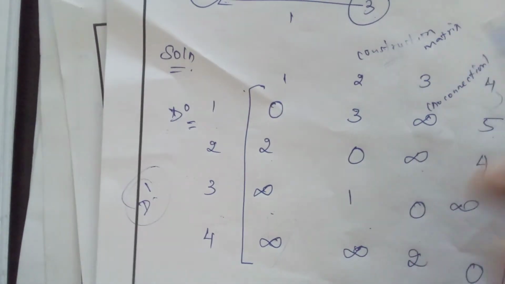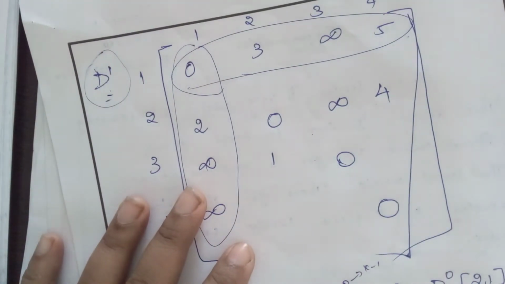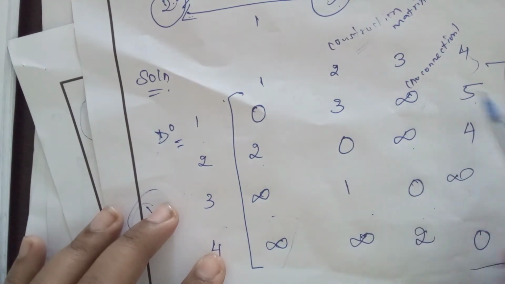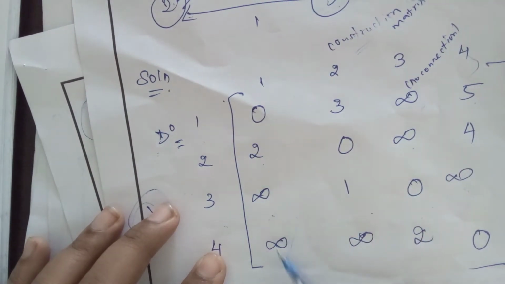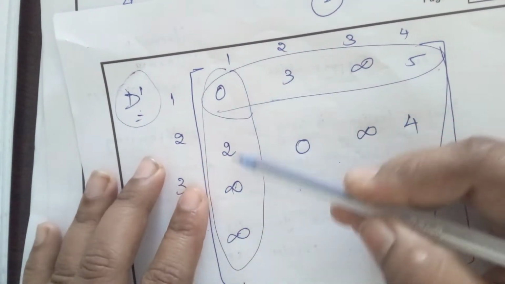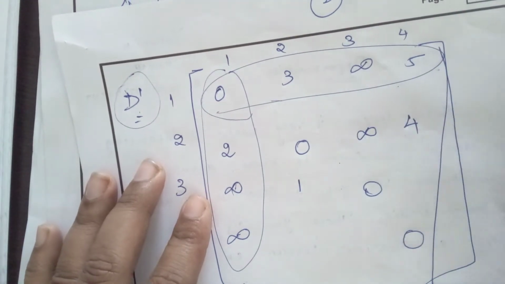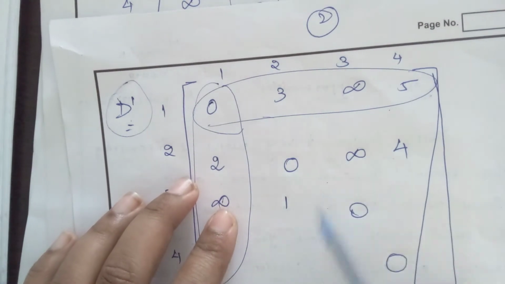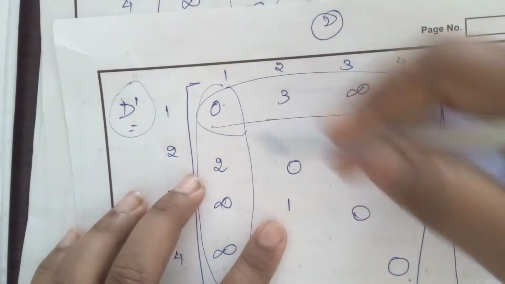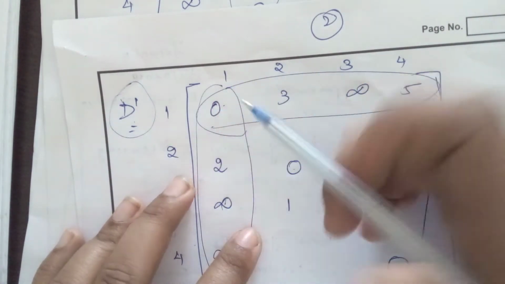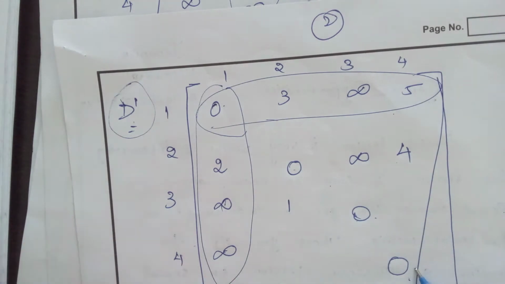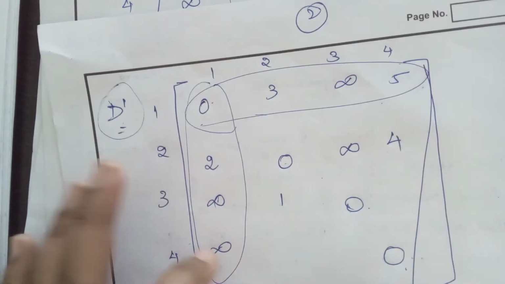First row and first column. I am taking first row and first column values, that means 0 3 infinity 5 and 2 0 2 infinity infinity, that value remains there in the D1 matrix. See I have to find out the remaining values. And then see the diagonal 0 0 0, this is constant. For 1 to 1 we have 0, 2 to 2 we have 0, and 3 to 3 we have 0, 4 to 4 we have 0. That's a constant one and we have to find the other values.